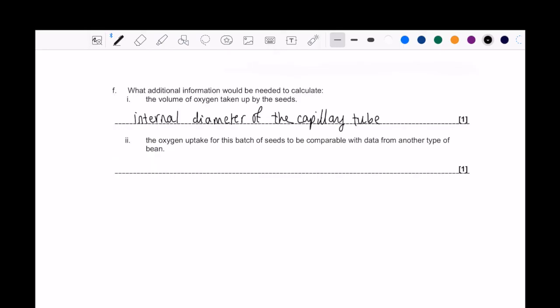We need the diameter or the radius, whichever one you like to say, of the capillary tube. Next one says oxygen uptake for this batch of seeds to be comparable with data from another type of bean. So, interesting, isn't it? If we want something to be comparable with data of another bean, what do you really need as information to calculate? Well, you're going to need the mass of the bean seeds, because that's the only way it can be comparable. Yeah, the type's different, but something needs to stay the same so we can keep the mass the same.